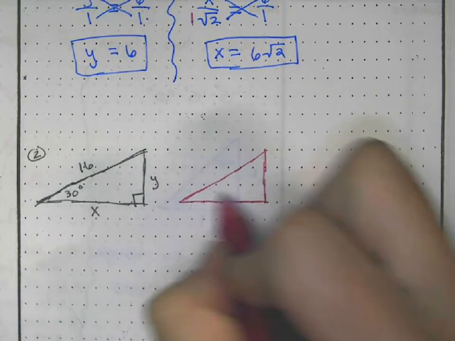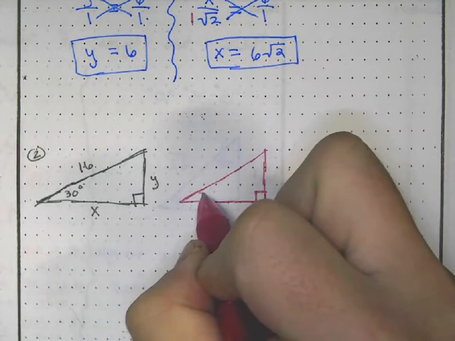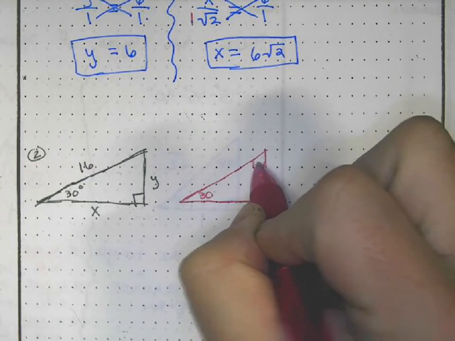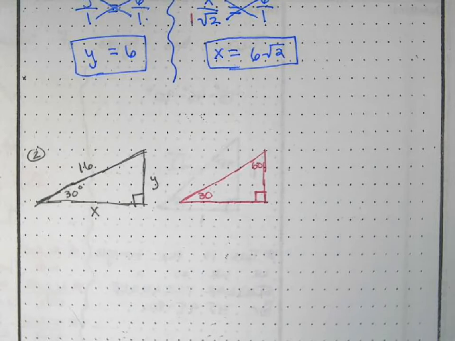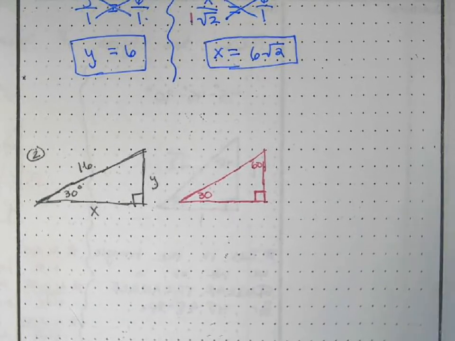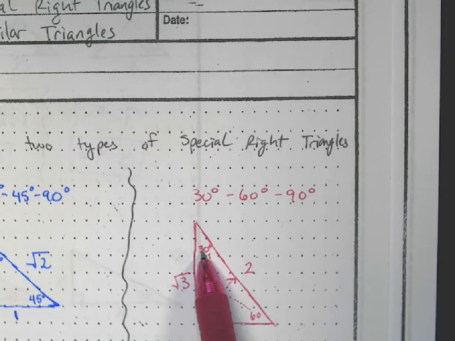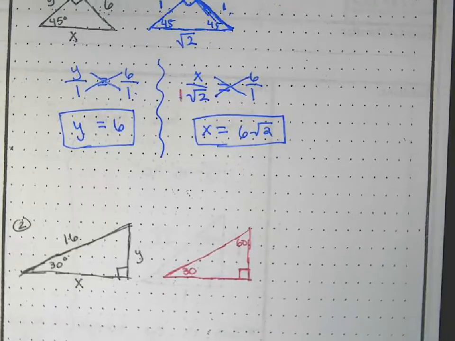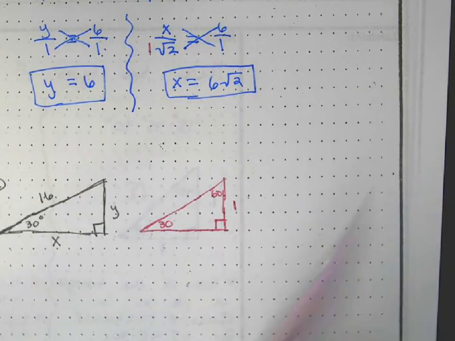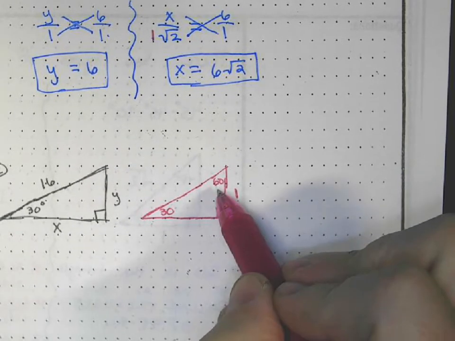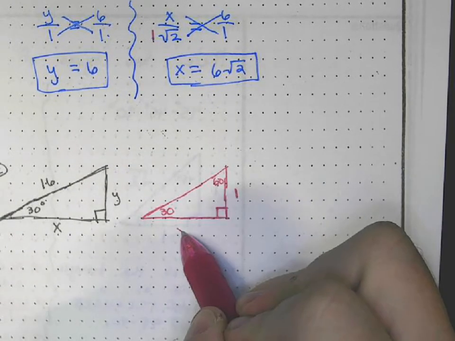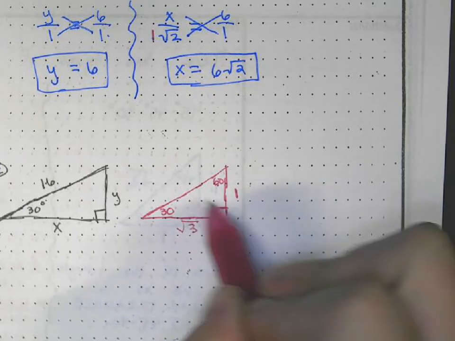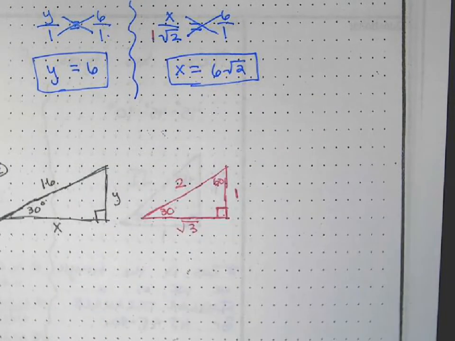So I'm going to draw in my right angle. This is my 30, and this must be my 60. And now we can fill in using my notes. Well, across from the 30 was, let's go back to my notes. Across from 30 was 1. So across from 30 is the measurement 1. Going back to my notes, across from 60 was the square root of 3. And then across from the 90 was the length of 2.